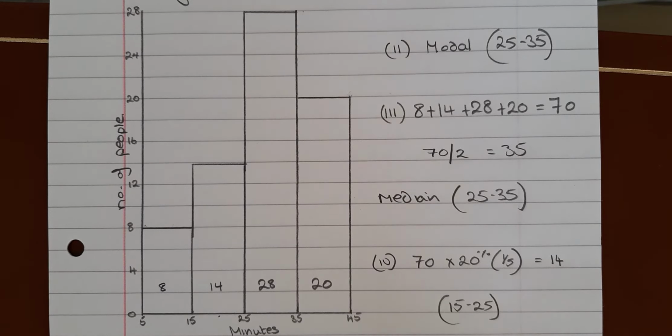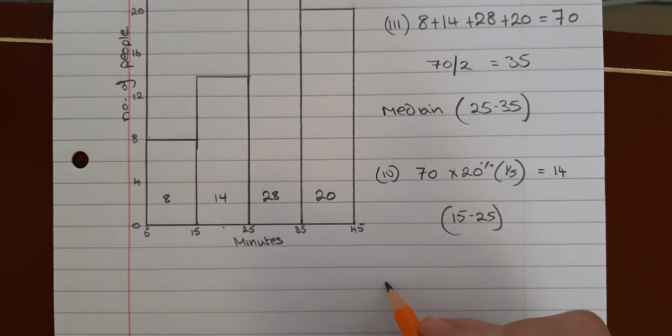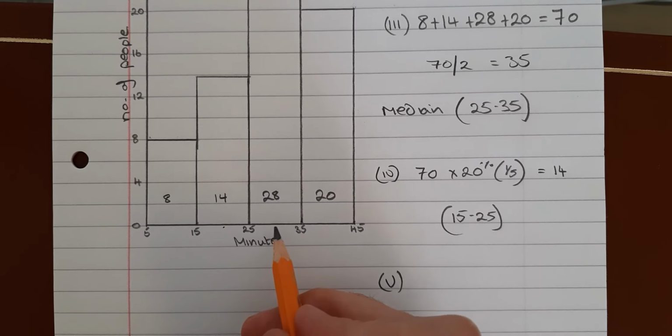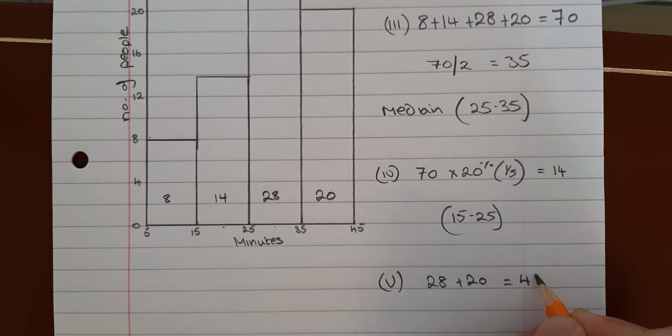Question 5. What is the greatest number of people who could have spent more than 30 minutes in the shopping complex? So more than 30 minutes would be here. So we need to include the 28 and the 20. So the greatest number of people is 28 and 20. So that's 48.